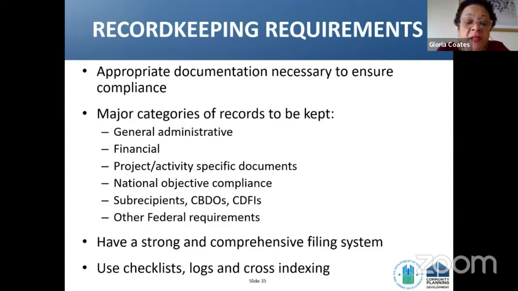Anything that assists HUD in monitoring to determine compliance, checklists, logs, cross-indexing, whatever it is, that makes it easy for the HUD reviewer to come in and review your file system is encouraged. Next slide, please.